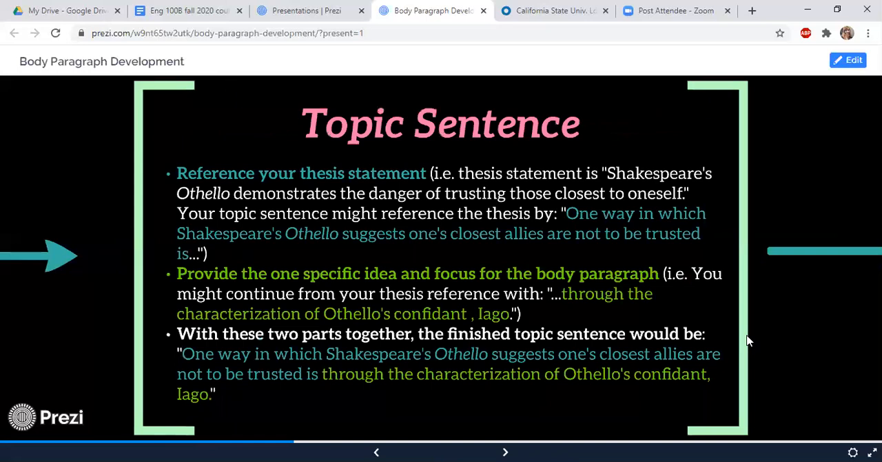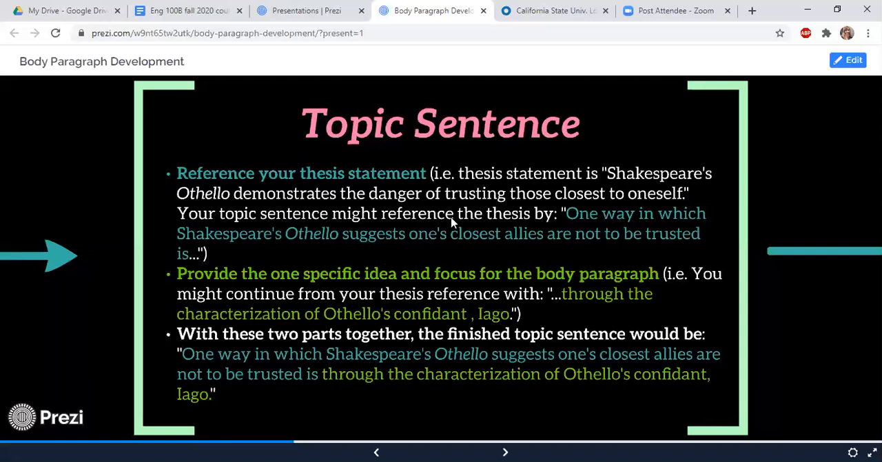Now for the topic sentence, it's really important, like I mentioned earlier, that your topic sentence references your thesis statement. So here's an example. If the thesis statement is, Shakespeare's Othello demonstrates the danger of trusting those closest to oneself, then the topic sentence should reference that main idea from the thesis statement by saying, one way in which Shakespeare's Othello suggests one's closest allies are not to be trusted is... So this would be the beginning of the topic sentence.